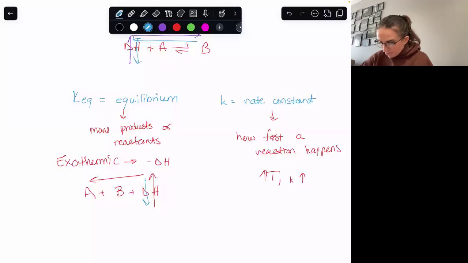But if we decrease temperature, we now have to produce more products in order to replenish the heat that was lost as we decrease the temperature. It's going to take a longer time for that reaction to reach equilibrium, but there will be more products at the end once equilibrium has been reestablished. Okay, so it's not an inverse or direct relationship because we're not talking about how fast something is going. It's talking about do we have more reactants or products at the end of the reaction when it comes to temperature and big K.